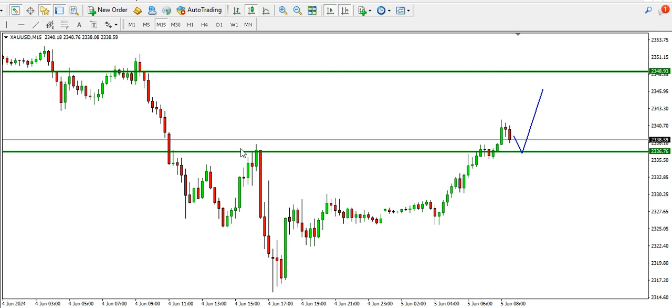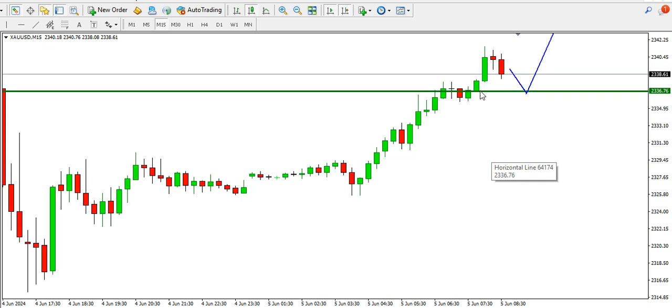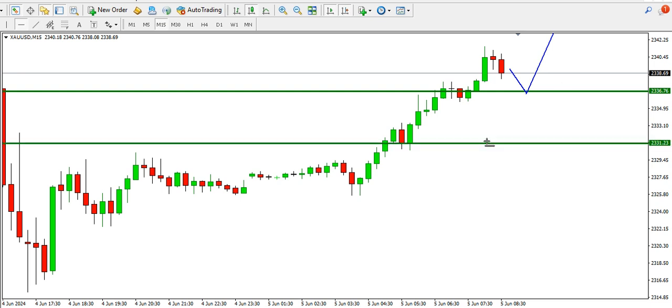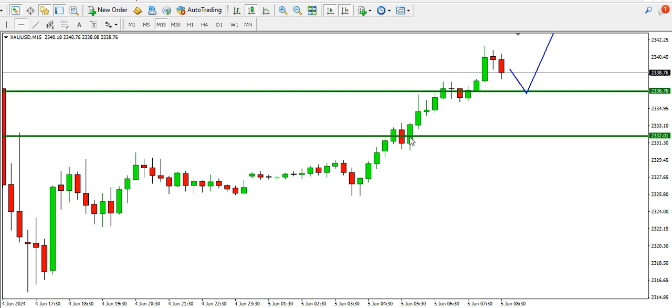Also, in line with this resistance that might possibly turn to support, we have this order block around here. So this order block is in confluence with this resistance on the 15 minutes time frame. So price might find support. We might see some level of support around here, as in buyers might be lined up around here. Now, if this particular level, the 2336 level, breaks, we might see buyers picking price around this point at the 2332 level.